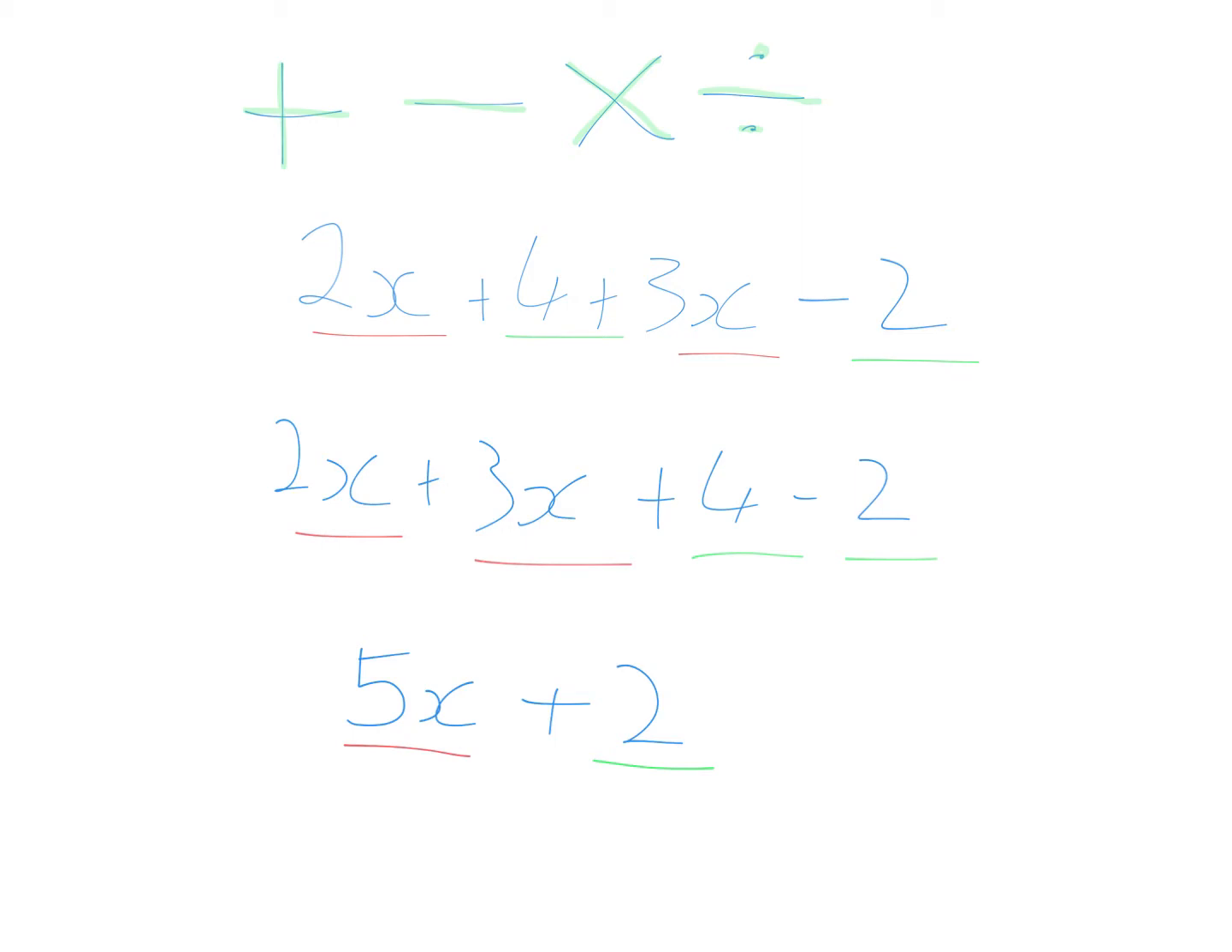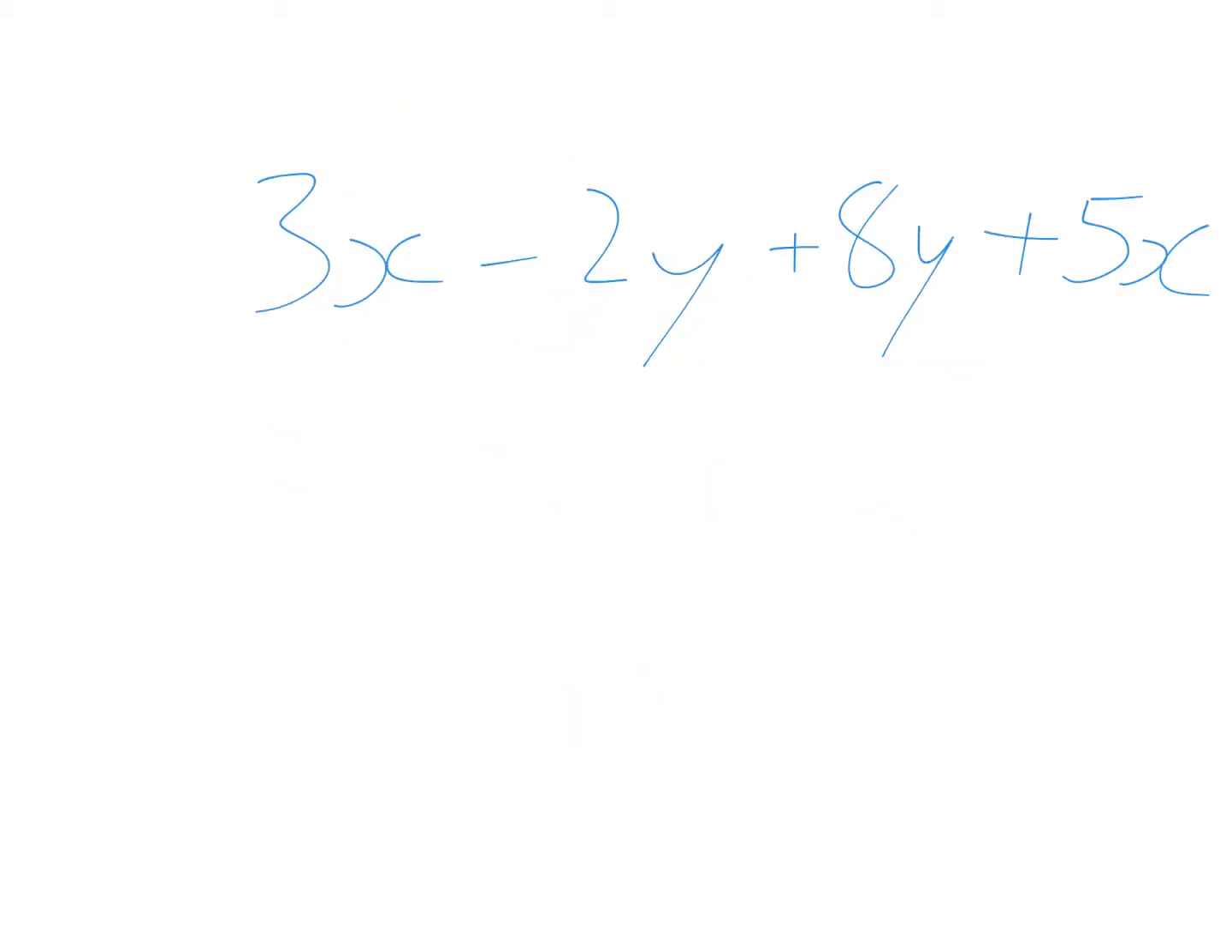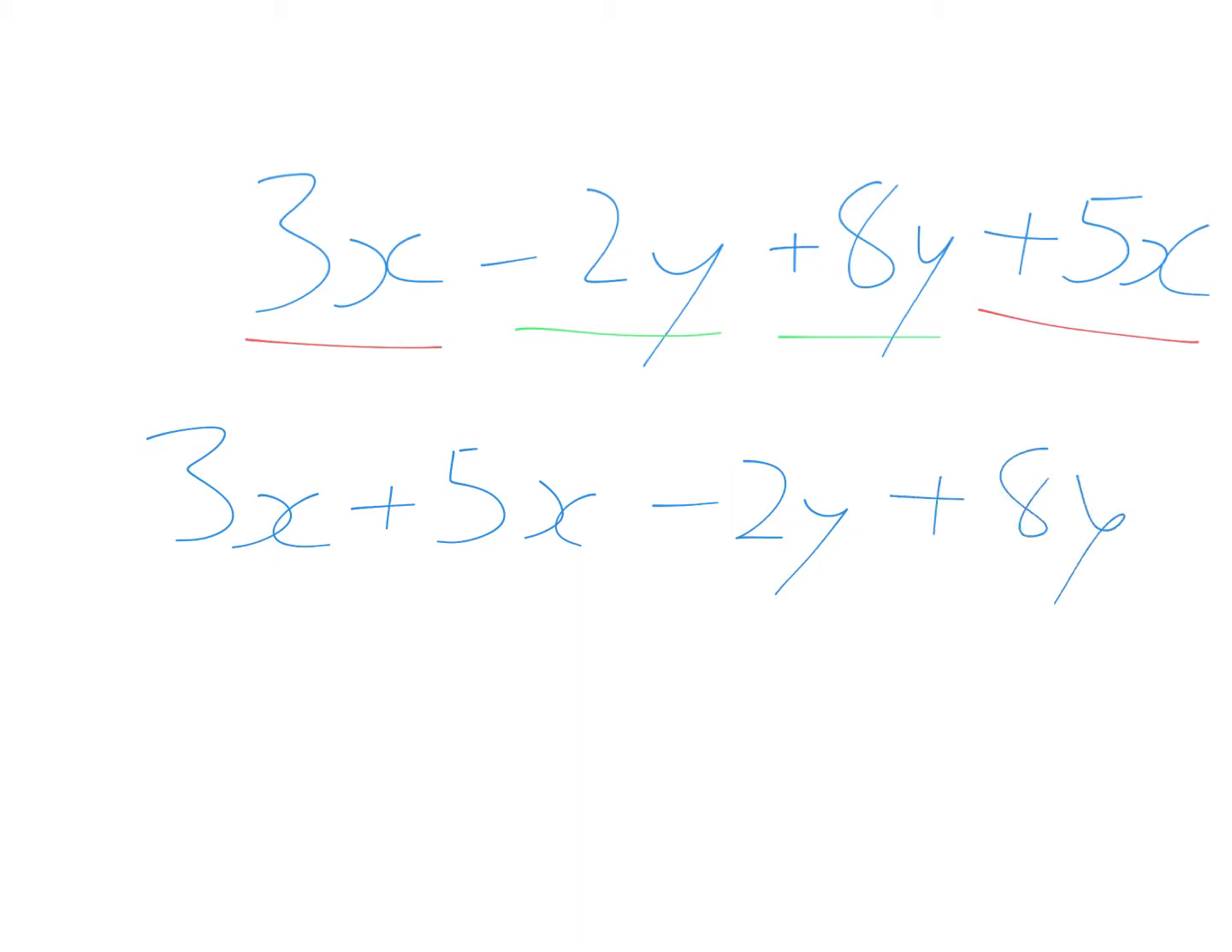Same would be true if we had y's. So a question like this, where we have 3x minus 2y plus 8y plus 5x. The x terms can be added together. The y terms can be added and subtracted as well. We just need to move them next to each other. So 3x, add 5x, minus 2y plus 8y. We've written out the x terms next to each other and the y terms next to each other.